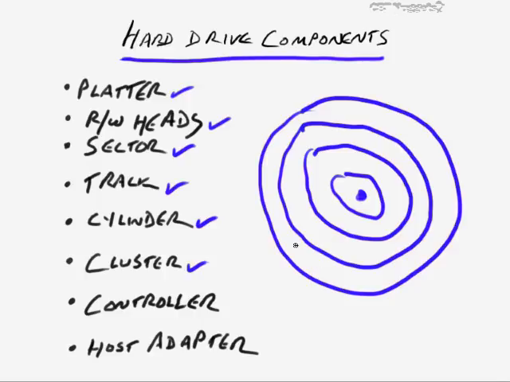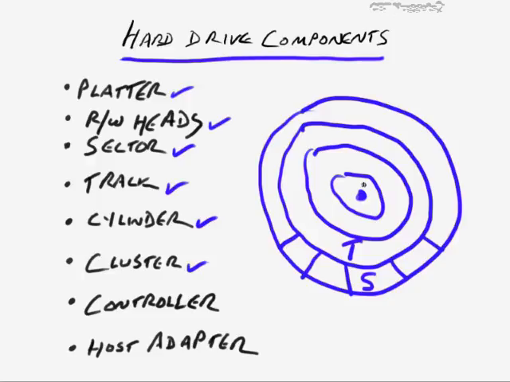So what we do in order to mitigate that is we divide these tracks into, you guessed it, sectors. Okay, so the concentric circle itself is a track, and then the divisions within that are called the sectors.